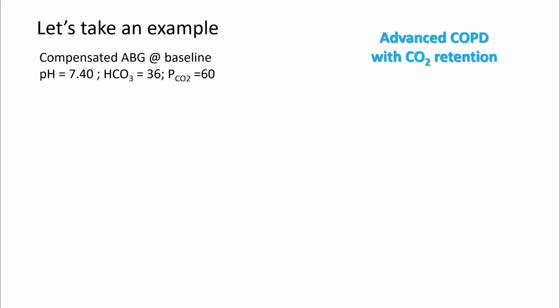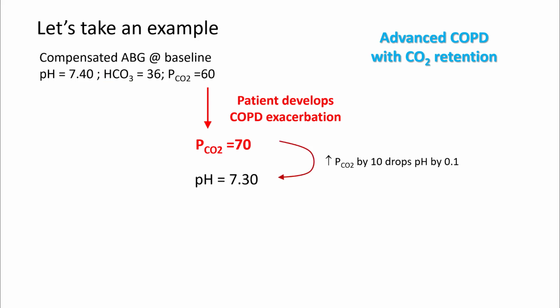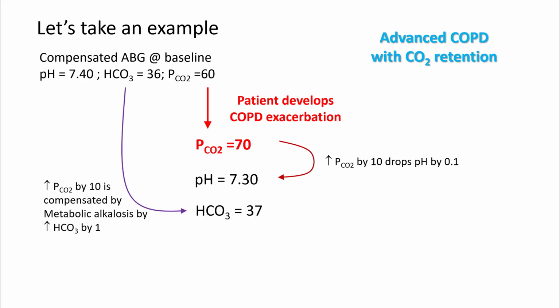So let's take an example. We have an advanced COPD patient with CO2 retention. His pH is 7.4, but his PaCO2 is 60, and he is renally compensated with Bicarb of 36. Let's say this patient develops COPD exacerbation, PaCO2 rises up to 70. So that would make the pH fall down to 7.3. Bicarb will increase by 1 because of the acute metabolic alkalosis compensation for acute respiratory acidosis. pH will increase slightly, but it will stop at around 7.31 or 7.32.